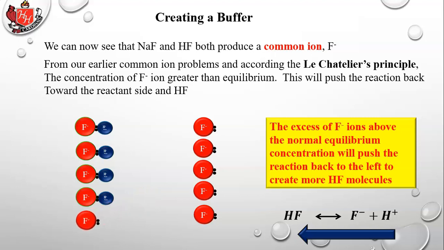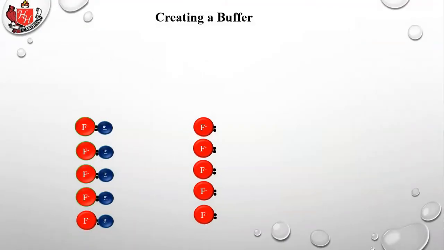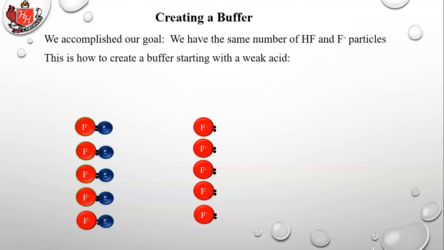So there goes the fluoride ion. It's going back over to the hydrofluoric acid side, and it's going to associate with a proton that'll come from somewhere. And now you have a hydrofluoric acid molecule again. That's because Le Chatelier's principle says the reaction is going to get pushed back to make more reactants. There were too many products, F- ions, so the reaction went backwards. So we accomplished our goal. We have the same number of hydrofluoric acid as fluoride particles. This is how to create a buffer starting with a weak acid.